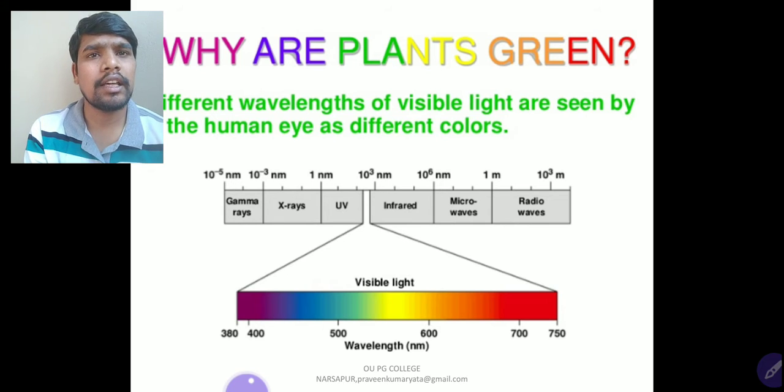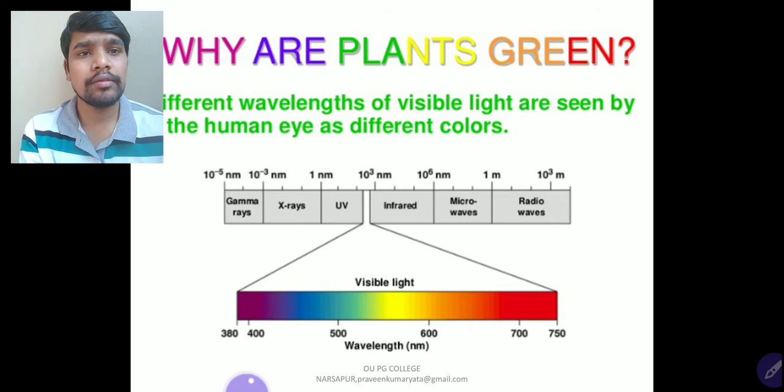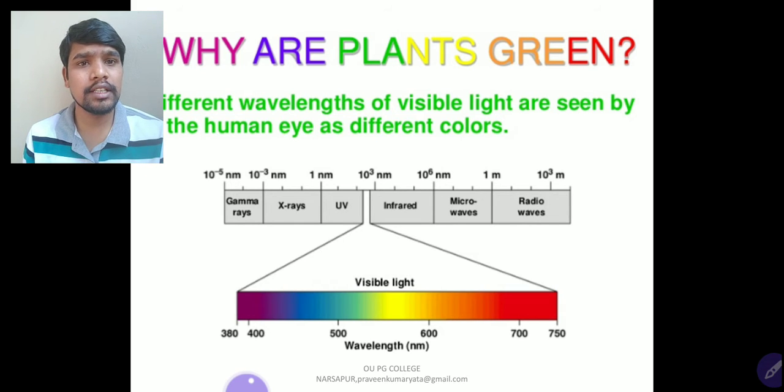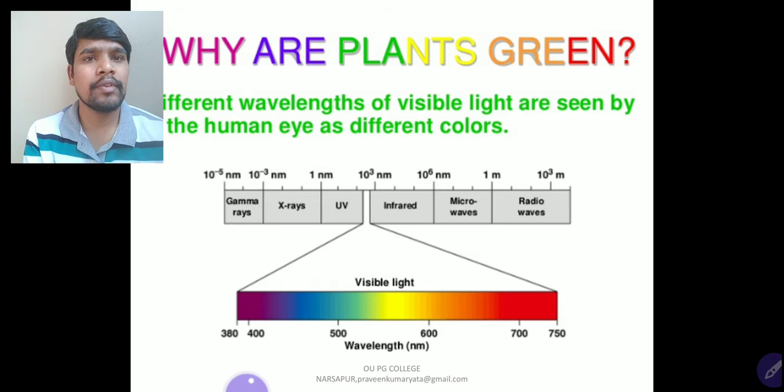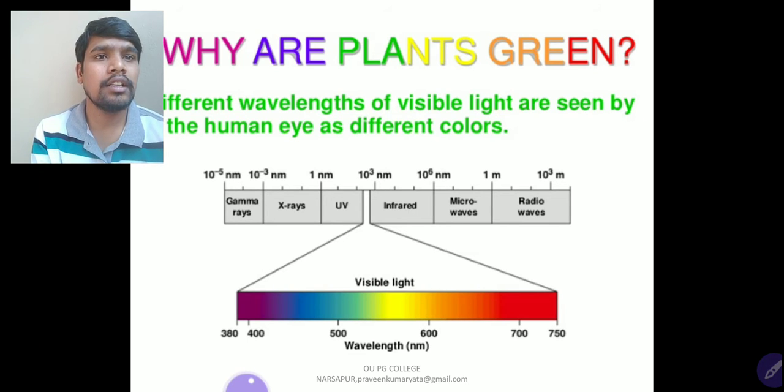Why are plants green? Different wavelengths of visible light are seen by the human eye as different colors. We all know the visible range is 380 to 750 nanometers. This is the wavelength scale. Gamma rays have the highest energy, then X-rays, then UV, then visible, then infrared, then microwaves, then radio waves. Radio waves have the longest wavelength and the lowest energy.